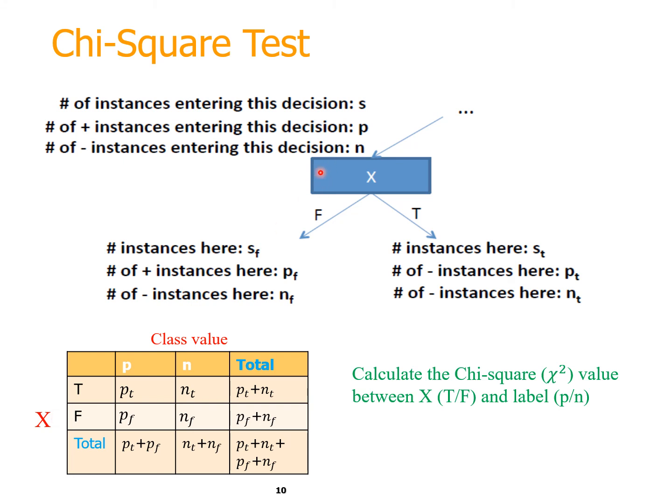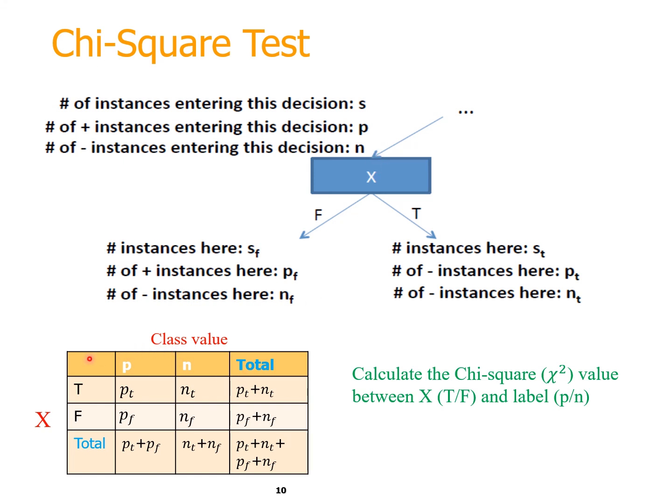So if the attribute x you selected is independent of class value, then there is no point of adding X here in this decision tree, right? Because X is independent of class value. That means X has nothing to do with class value. X is useless in determining class value, right? So that's the goal of chi-square test.